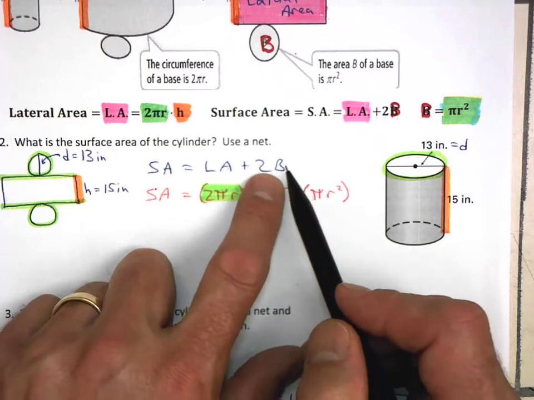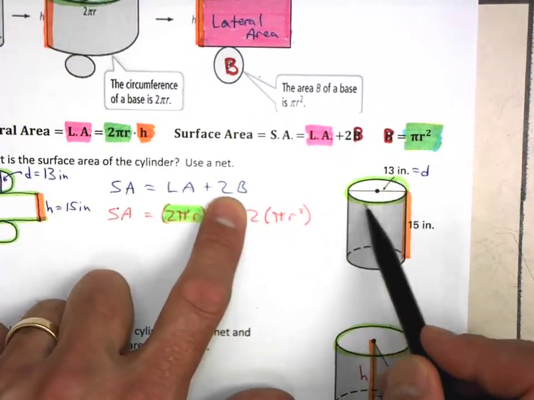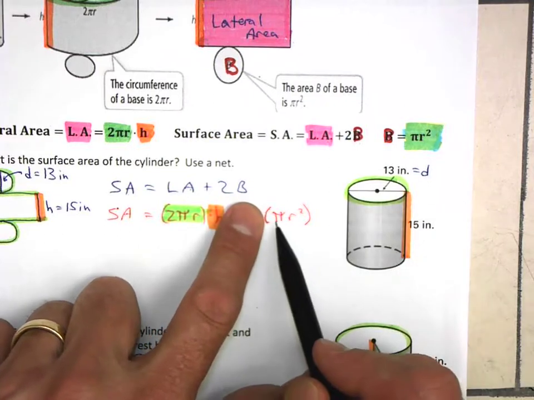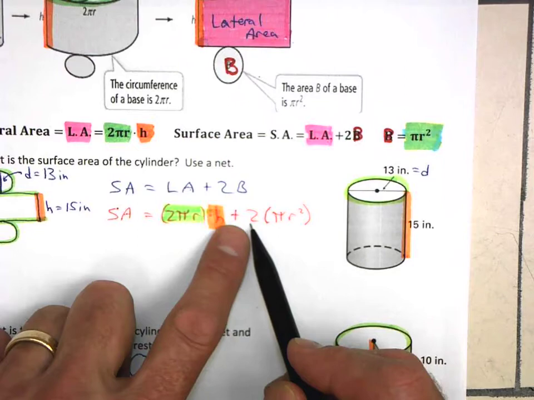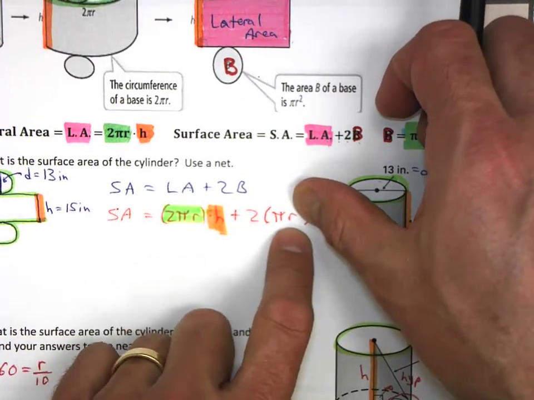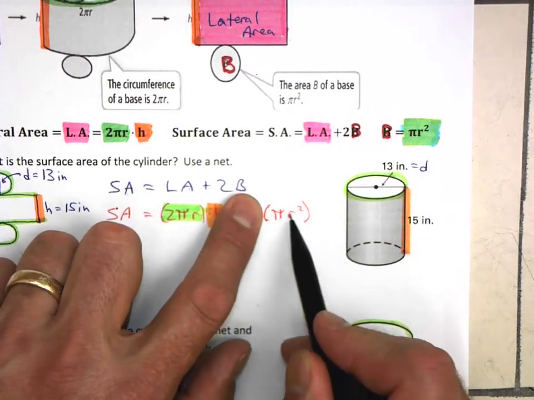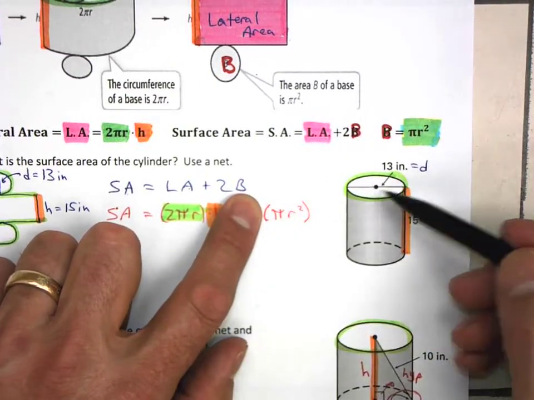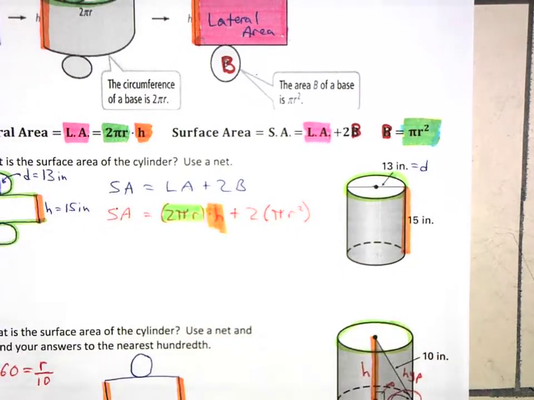And then 2 times the area of the big base. The big base is the shape of a circle, and you know that the area of a circle is pi r squared, and so it's 2 times pi r squared. So be careful. We're not talking about 2 pi r. That would be circumference. We are talking about pi r squared, which is area, and we have 2 of those areas. So it's 2 times pi r squared.